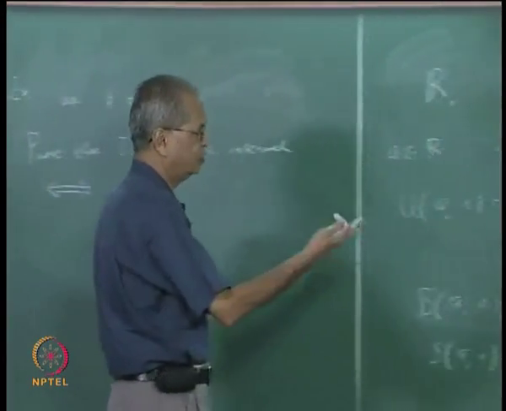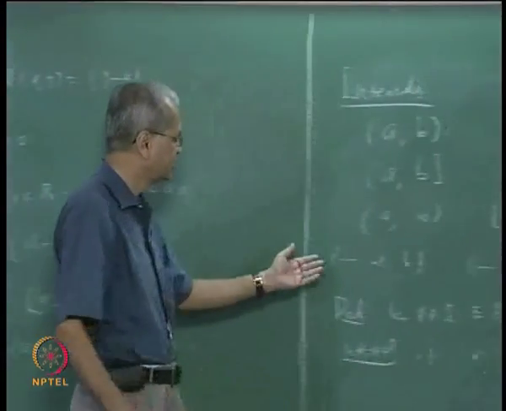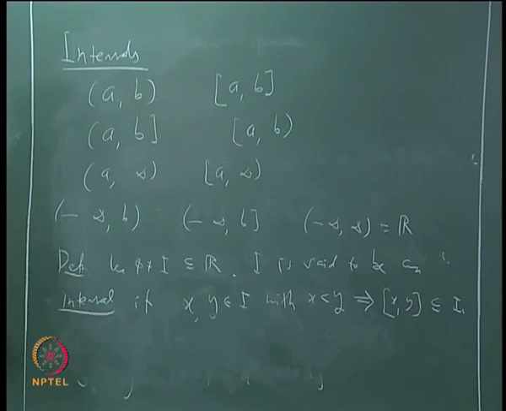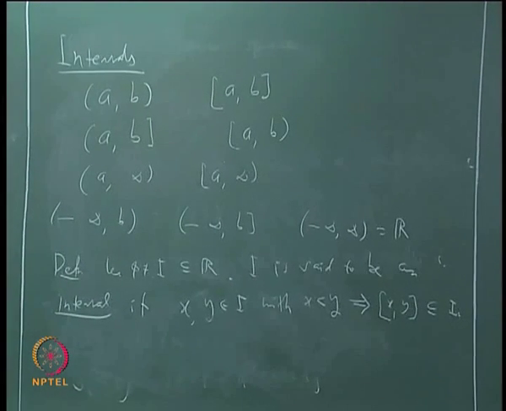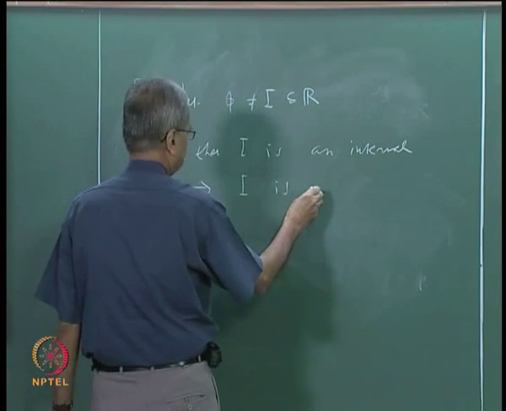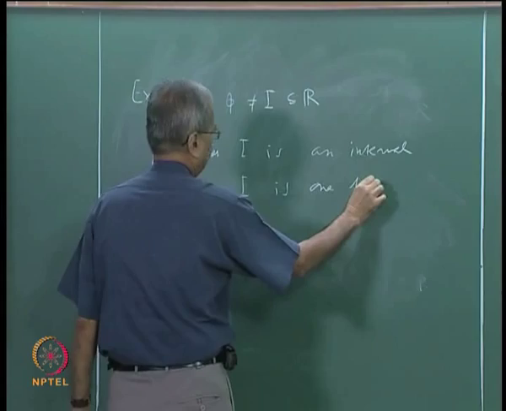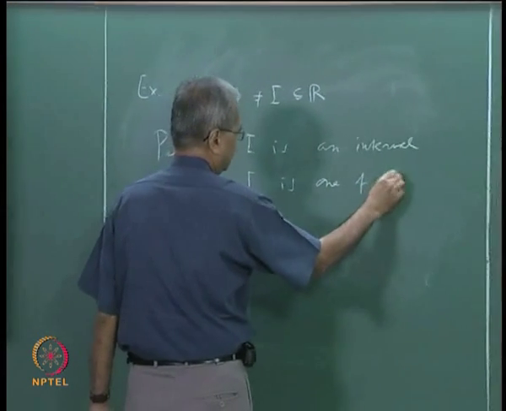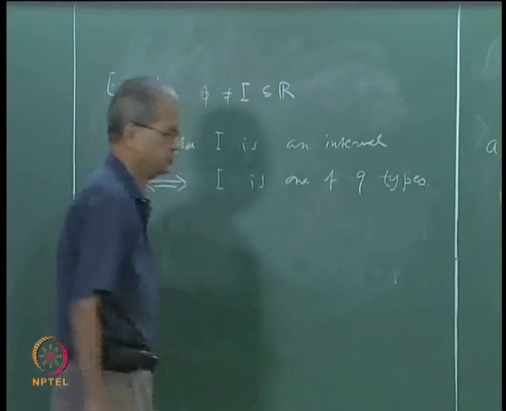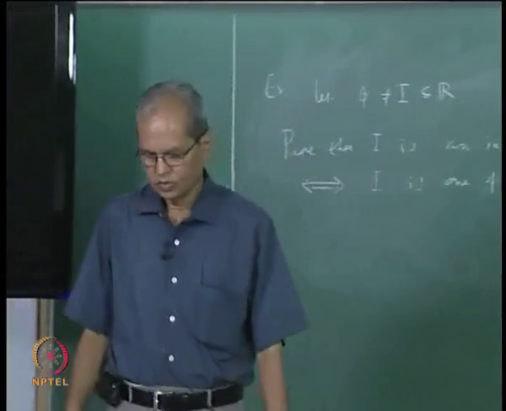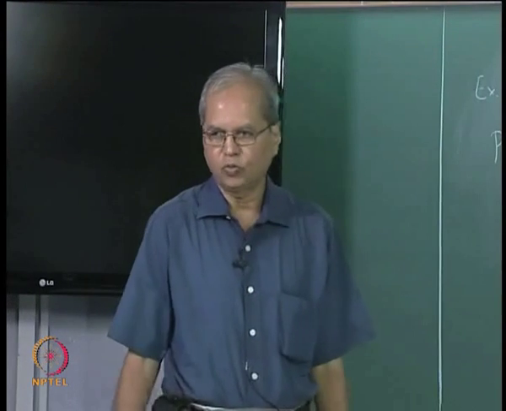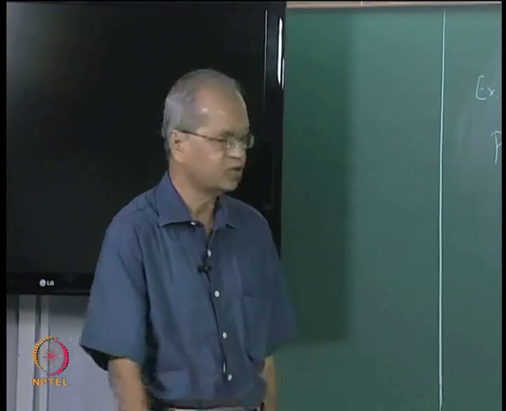How many types are there? We have listed some 9 different types of interval. So I is an interval if and only if I is one of the 9 types: open, closed, semi-open, semi-closed, one or both endpoints infinity. That includes all the possible cases.